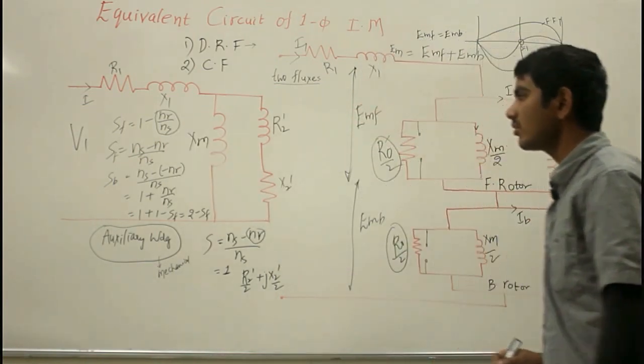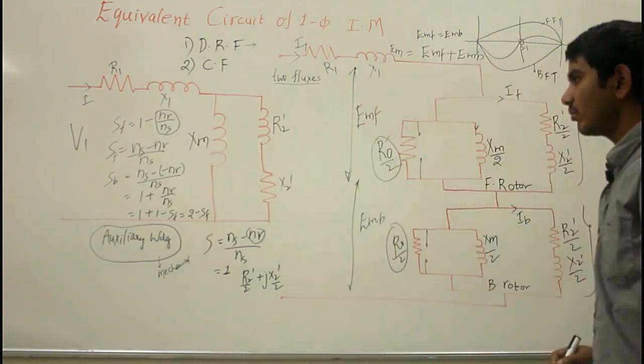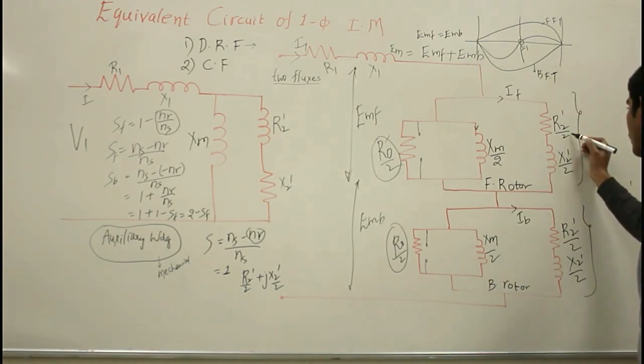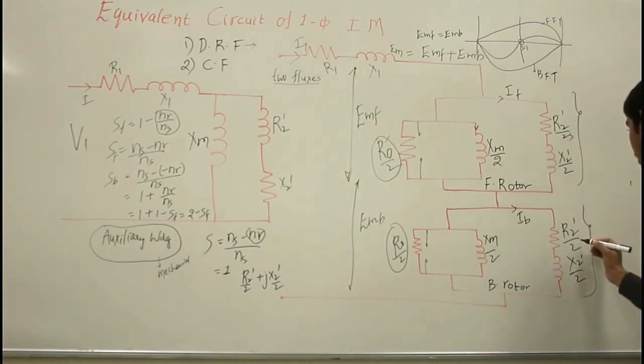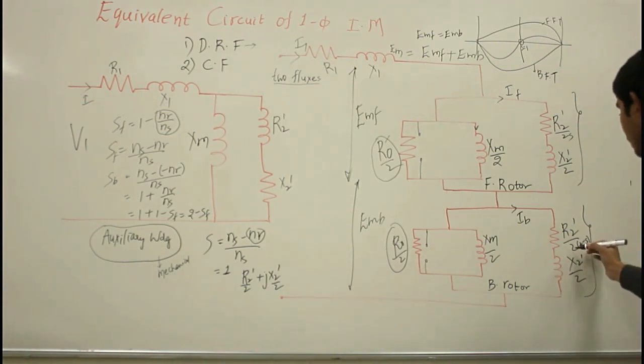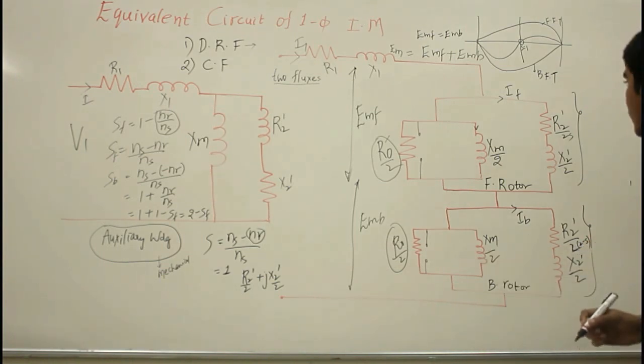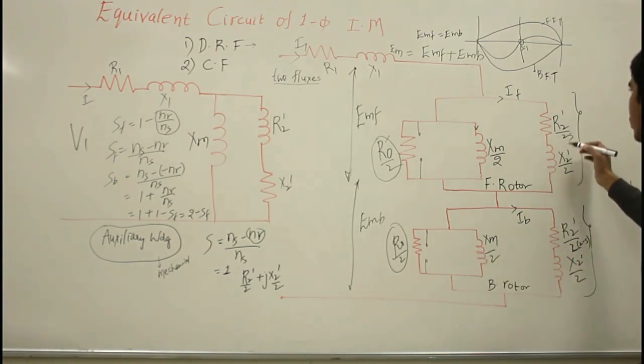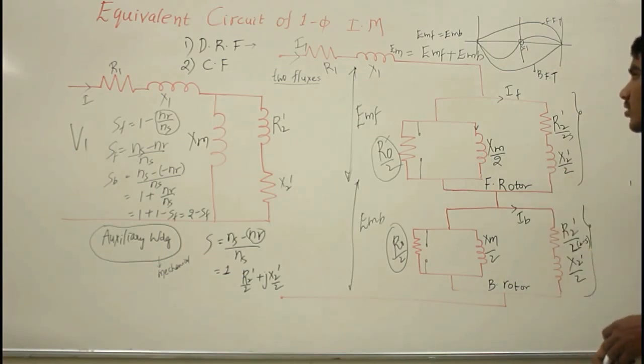Now if I consider my slip after starting the motor, then I can have here R2 dash by 2s, and here R2 dash by 2 into 2 minus s. So after considering slip, you have the slip as 2 minus s for the backward field flux, and slip s for the forward field flux. So this is the double revolving field theory equivalent circuit for your single phase induction motor.